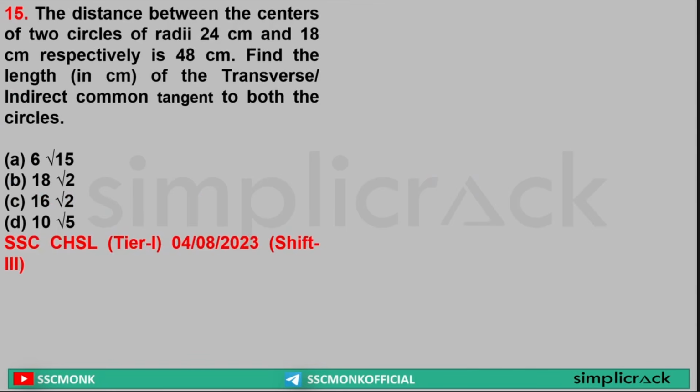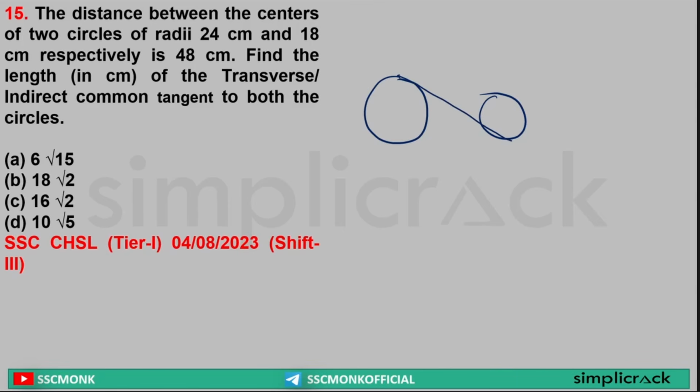Next. The distance between the centers of two circles of radius 24 and 18 centimeter is 48 centimeter. That means 24 plus 18 is equal to what? So 24 plus 18 is equal to 42. That means they are not touching each other. So one circle is here, another circle is here. Clear? Find the length of the transverse indirect common tangent to both the circles. Transverse means this way. Okay.